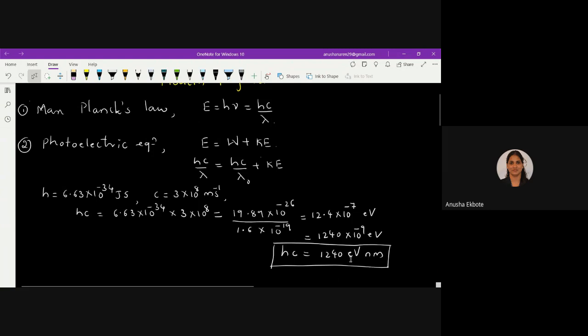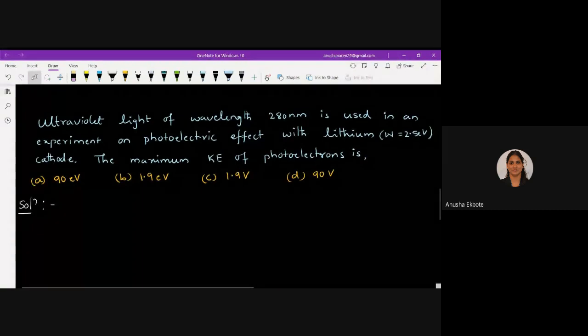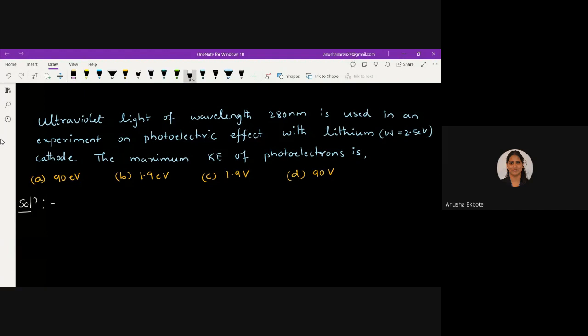So let us see one of the problems which includes this hc, where ultraviolet light of wavelength 280 nanometer is used in an experiment on photoelectric effect with lithium cathode, where work function is given as 2.5 electron volt. The maximum kinetic energy of photoelectrons is, we have four options: 9 electron volt, 1.9 electron volt, 1.9 volt and 90 volts. Let us try to solve this problem at the faster rate.